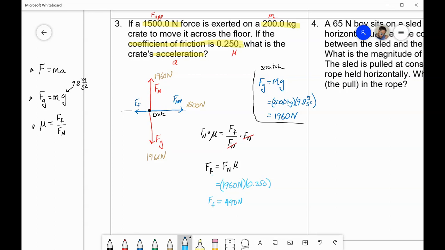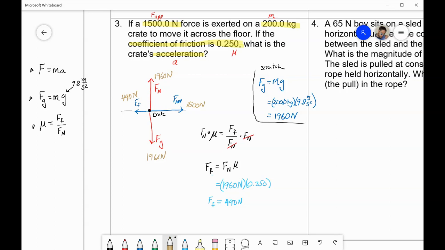All right, we're getting close here. I have this kind of map figured out, and so I'm going to put this in as 490 newtons. Now, you'll notice that they cancel out in the up and down, 1960, but in the left and right, they do not cancel out. I've got 1,500 newtons to the right and 490 newtons to the left.